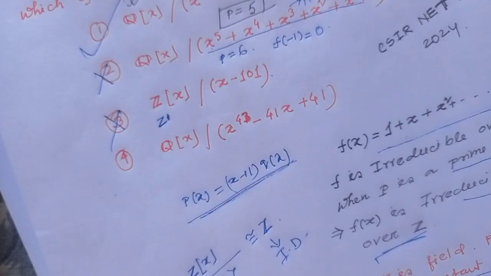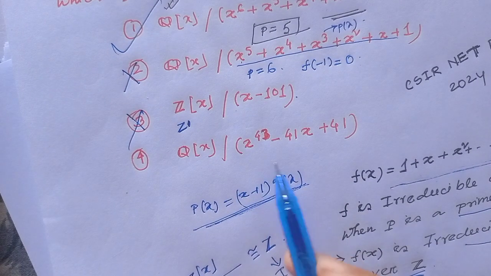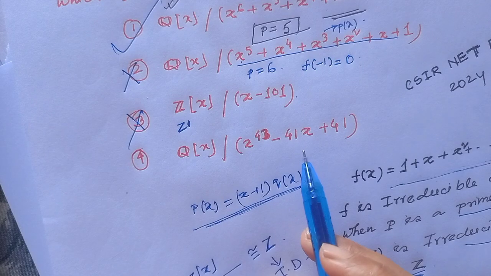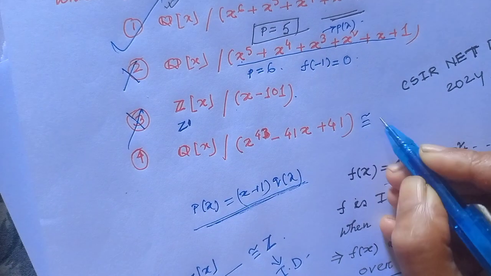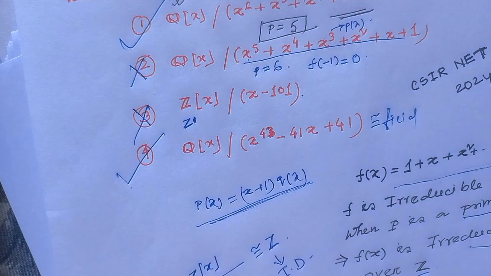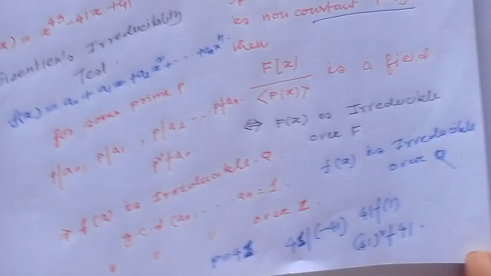Therefore, by Eisenstein's criterion, we can tell this is also isomorphic to a field. So option 4 is also a right option. I hope all my viewers have understood this easily.